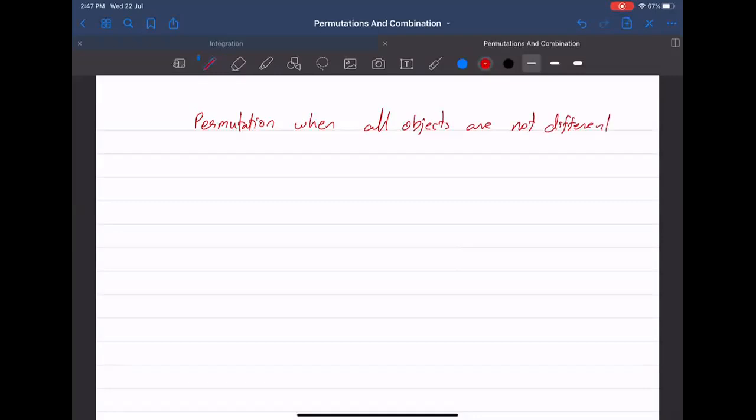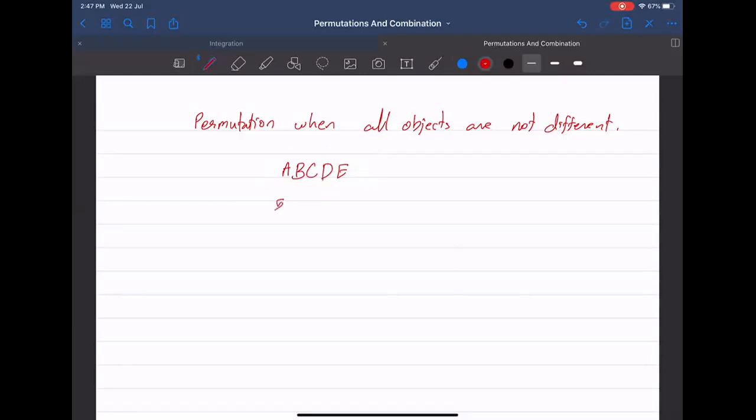Okay, so how will we do it? Let's see. If I want to arrange the letters of a 5-letter word, say A, B, C, D, E, suppose I want to arrange this, how many ways can you arrange this? Any idea? Without restriction, how many ways can you arrange the letters of the word?